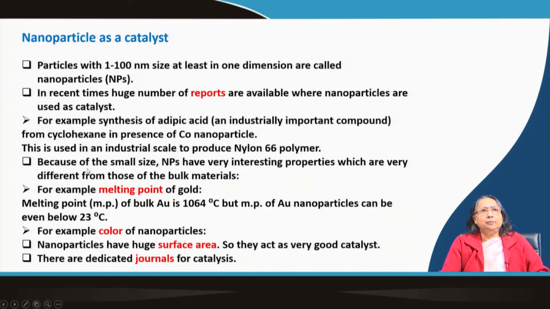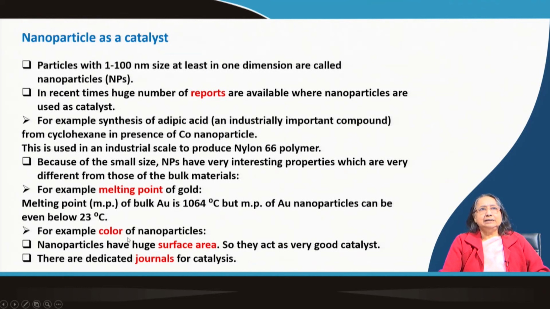Now, why are nanoparticles so important? Because of their small size. Nanoparticles have very interesting properties because of their small size. For example, melting point, and these properties are very different from the properties of the bulk materials. For example, the melting point of bulk gold is 1064 degree centigrade, but the melting point of gold nanoparticles can be even below 23 degree centigrade.